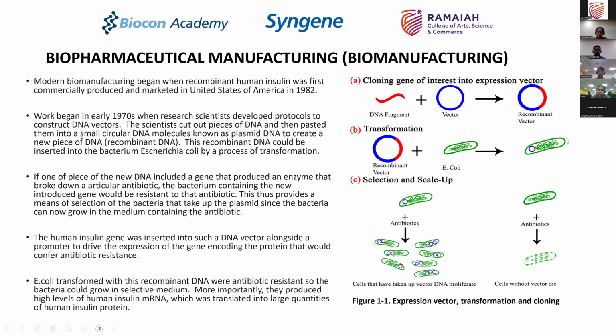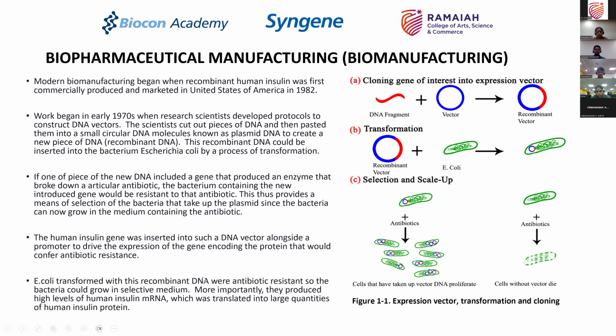So you put it in a DNA. The insulin gene, which was here, a fragment of DNA, was inserted into a larger vector. It was then placed in a medium where it would promote the growth of the E. coli in an antibiotic environment.